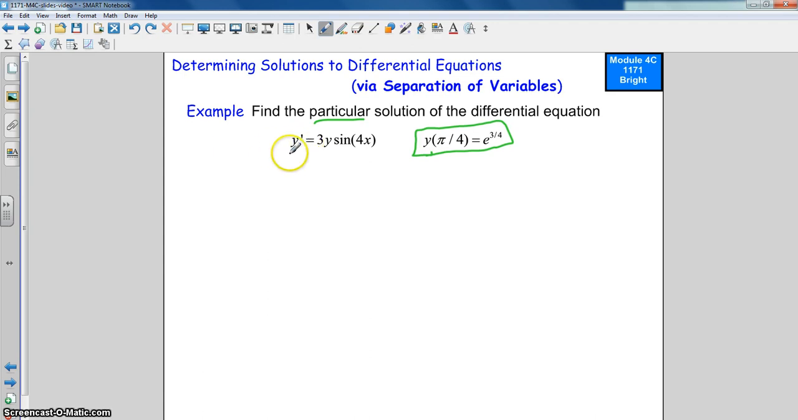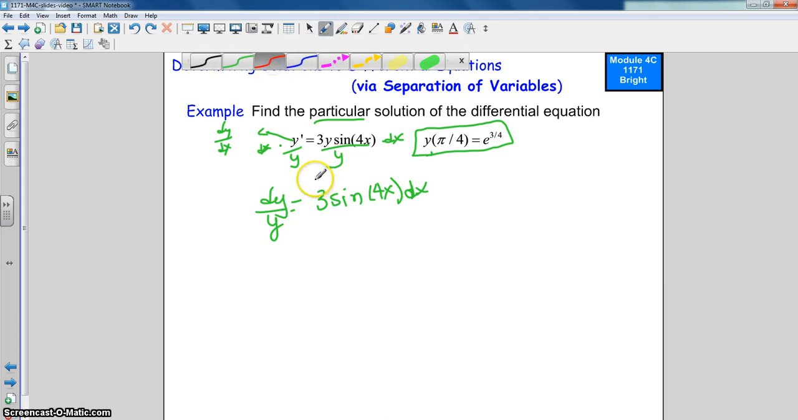Alright, so separating the variables, I'm going to divide both sides by y, and remember this side is a dy over dx, so I'll also multiply each side by dx. So I end up with dy over y is equal to 3 sine of 4x plus, times dx. Okay. Next step is to integrate.